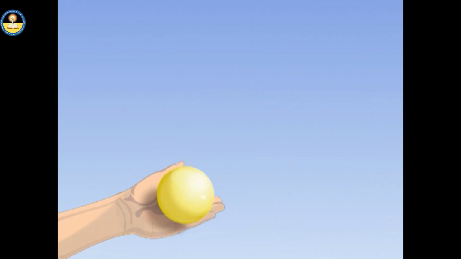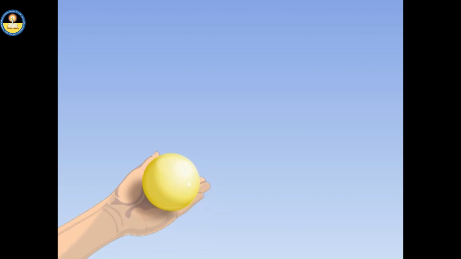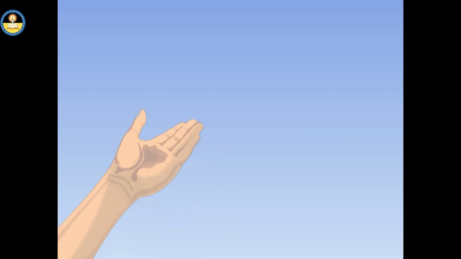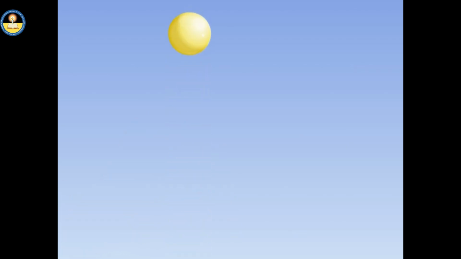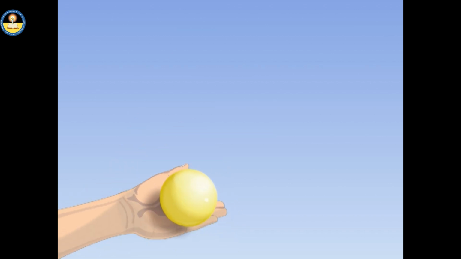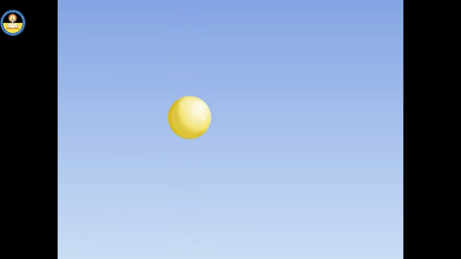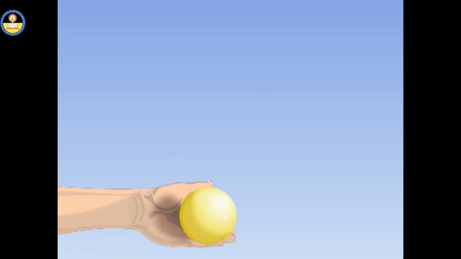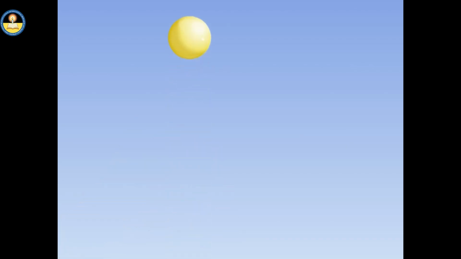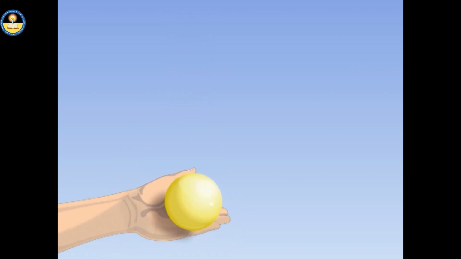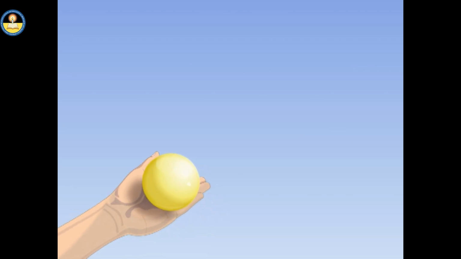Similarly, if we throw a ball in an upward direction, the kinetic energy of the body continuously decreases and its potential energy continuously increases. That is, its kinetic energy is transformed into potential energy. Here also, total energy of the ball remains constant throughout the motion.